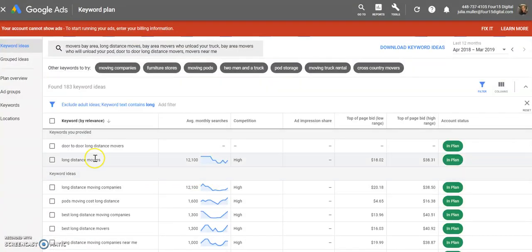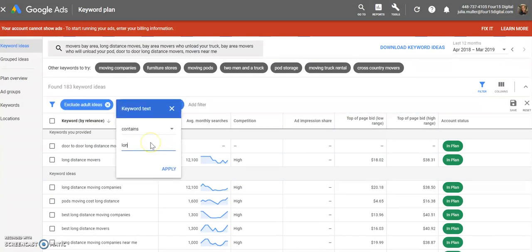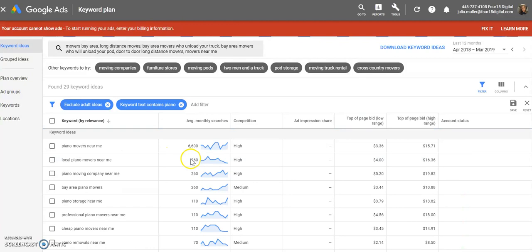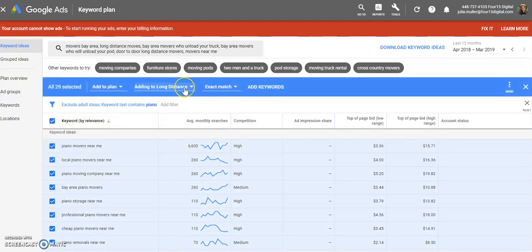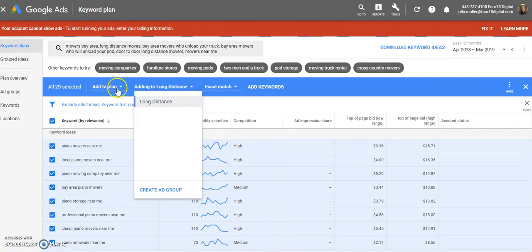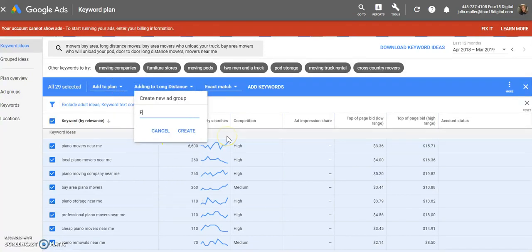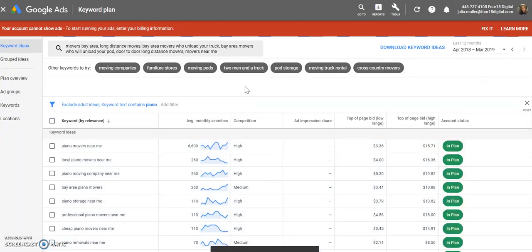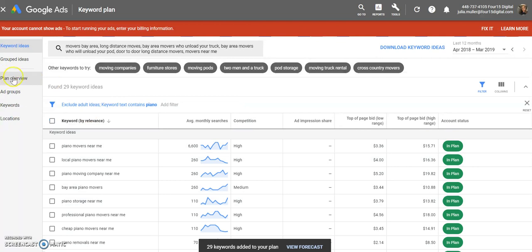So, for instance, now I've singled out all of my keywords that are somewhat related to long distance. Now I want to say, how about all those piano keywords? I want to organize them into a different new ad group. So I'm going to create an ad group in exact match, add those keywords, and now they're in the plan.